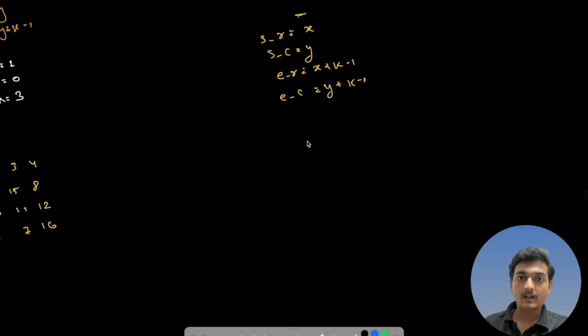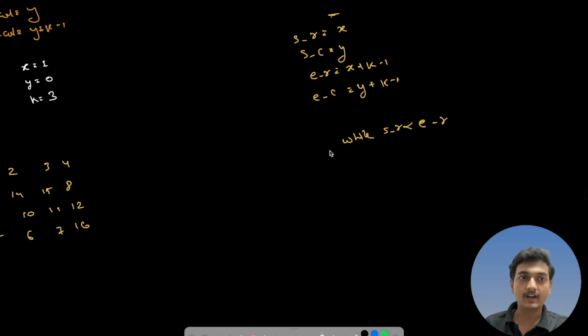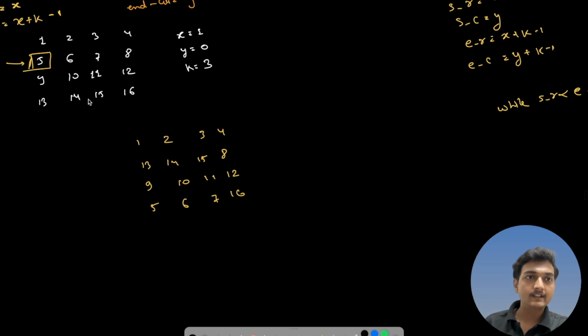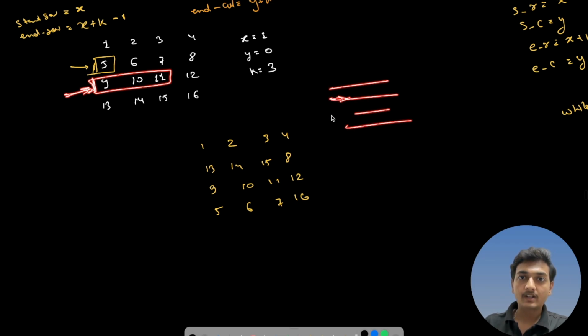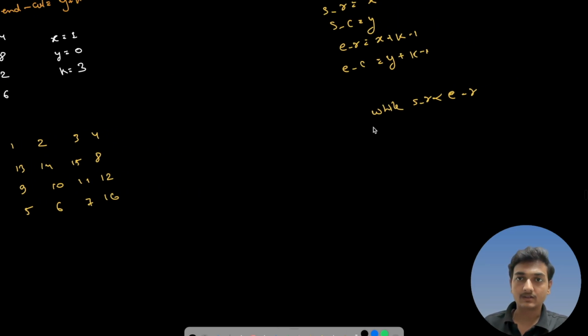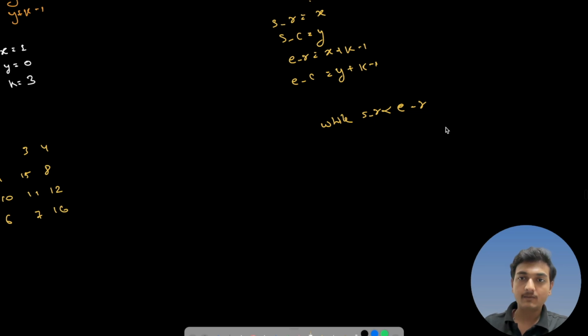Okay. Now I need to run a while loop while start row is less than end row. Why? Because as soon as I reach the point where start row and end row are equal, that means my task is done. In case of odd, I would be reaching something like this, and in case of even, my start row would be here, end row would be here. So as soon as they get crossed, I need to stop. Inside that, my task is simple. I just need to iterate over my columns and swap.